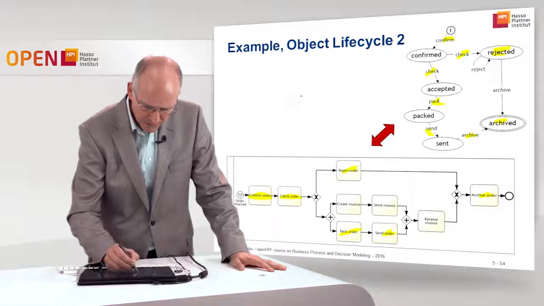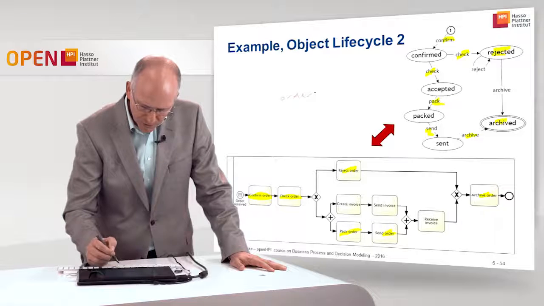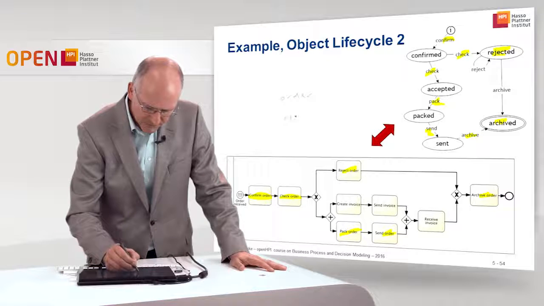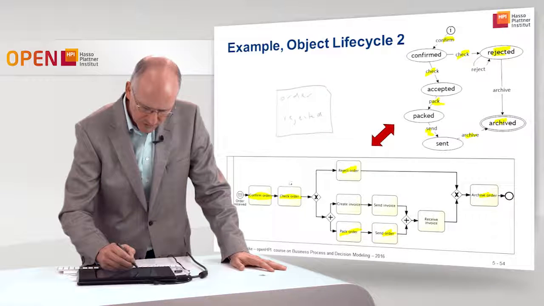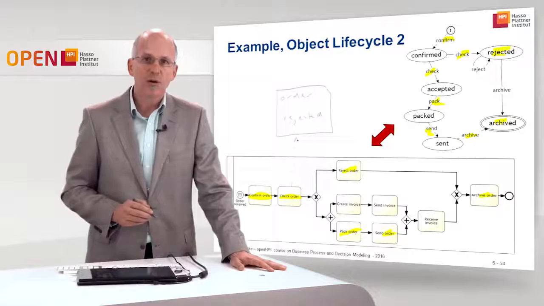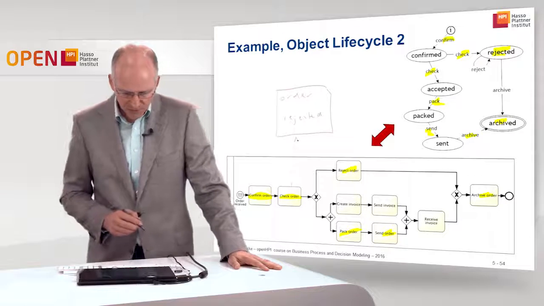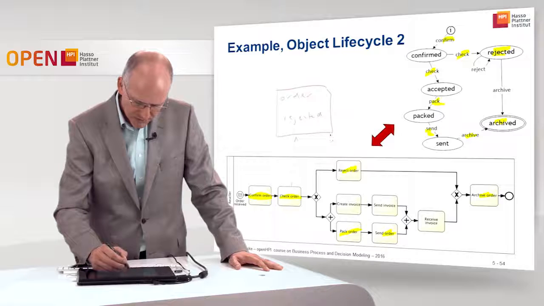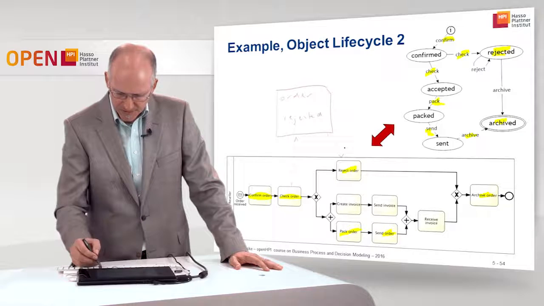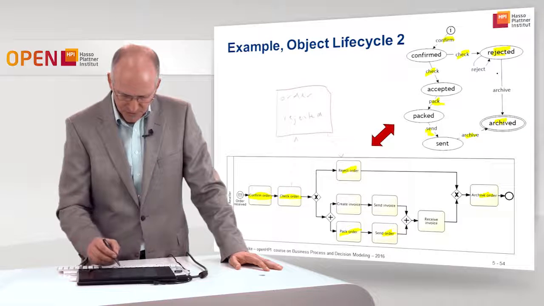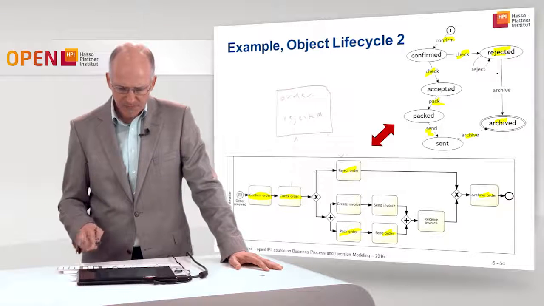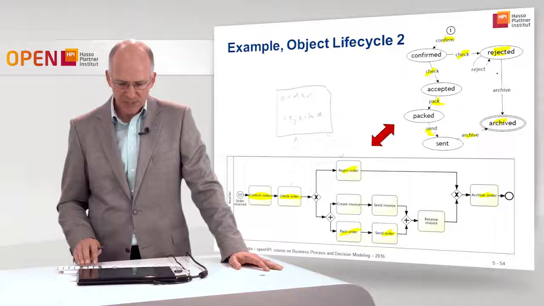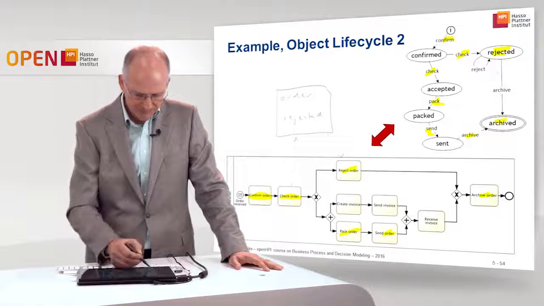So order, anyway, I hope you can read it. And the order is in state rejected. And that is an outcome in the output set. It's one output set of the check order activity. And that is now used as input for the reject activity, right? And from the reject activity I could go then to the archive. So that is an example that shows that actually object lifecycle conformance is met here.